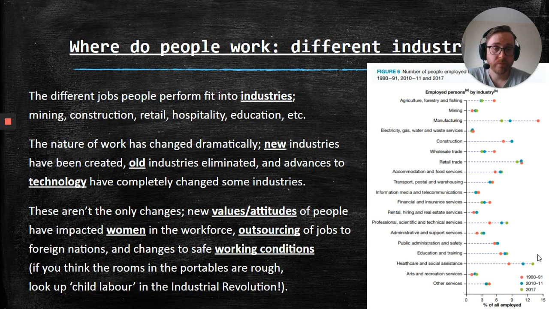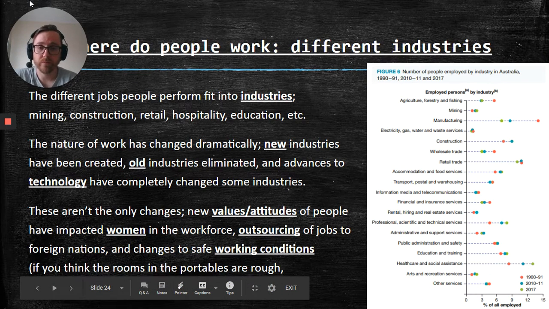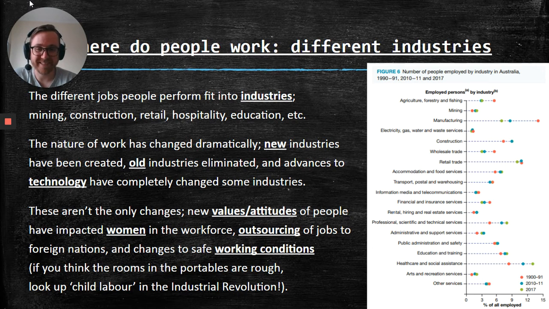Where do people work, though? Where do I move my little face to get out of the way here? That'll do. Where do people work? Different industries. So the different jobs people perform fit into industries. Mining, construction, retail, hospitality, education, etc. So there are different types of jobs, obviously, and there are different industries, different careers these fit into. So obviously, education would have teachers in it. It would also have librarians. It would also have admin staff, school nurses. All these people fit into the education industry.